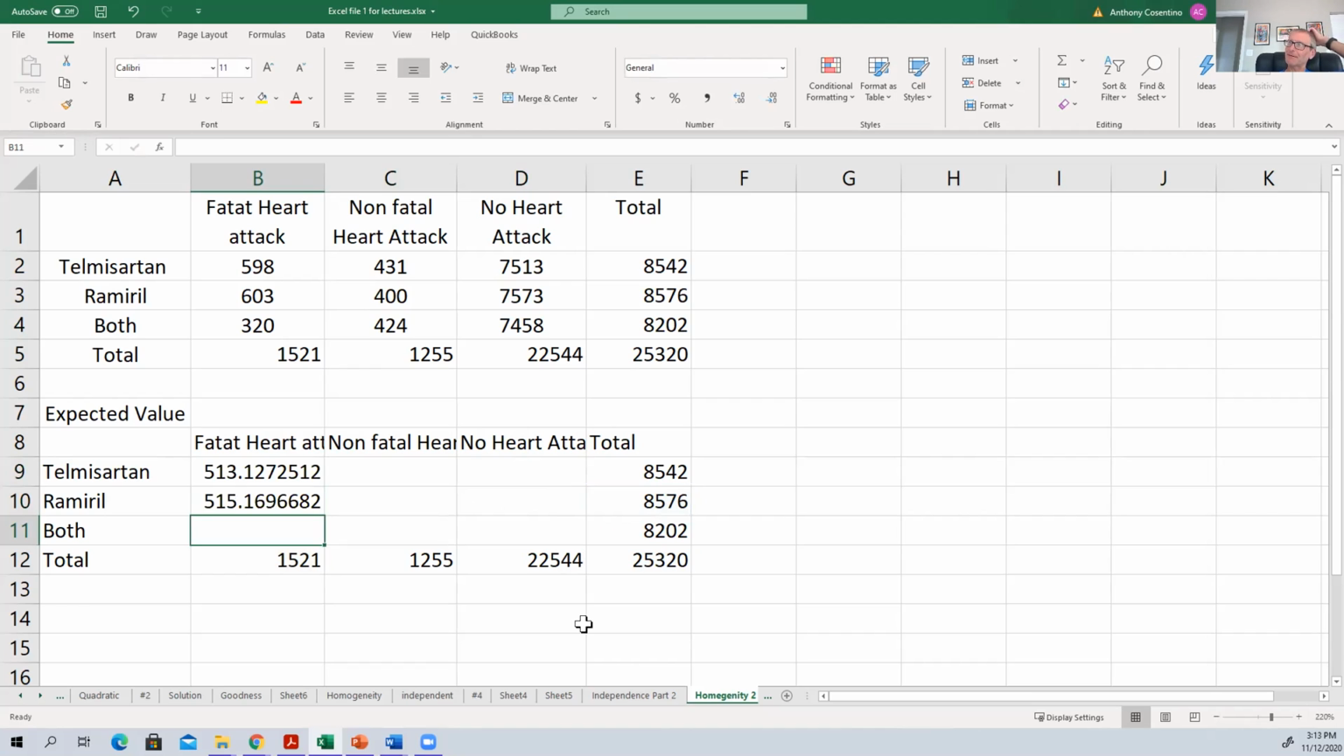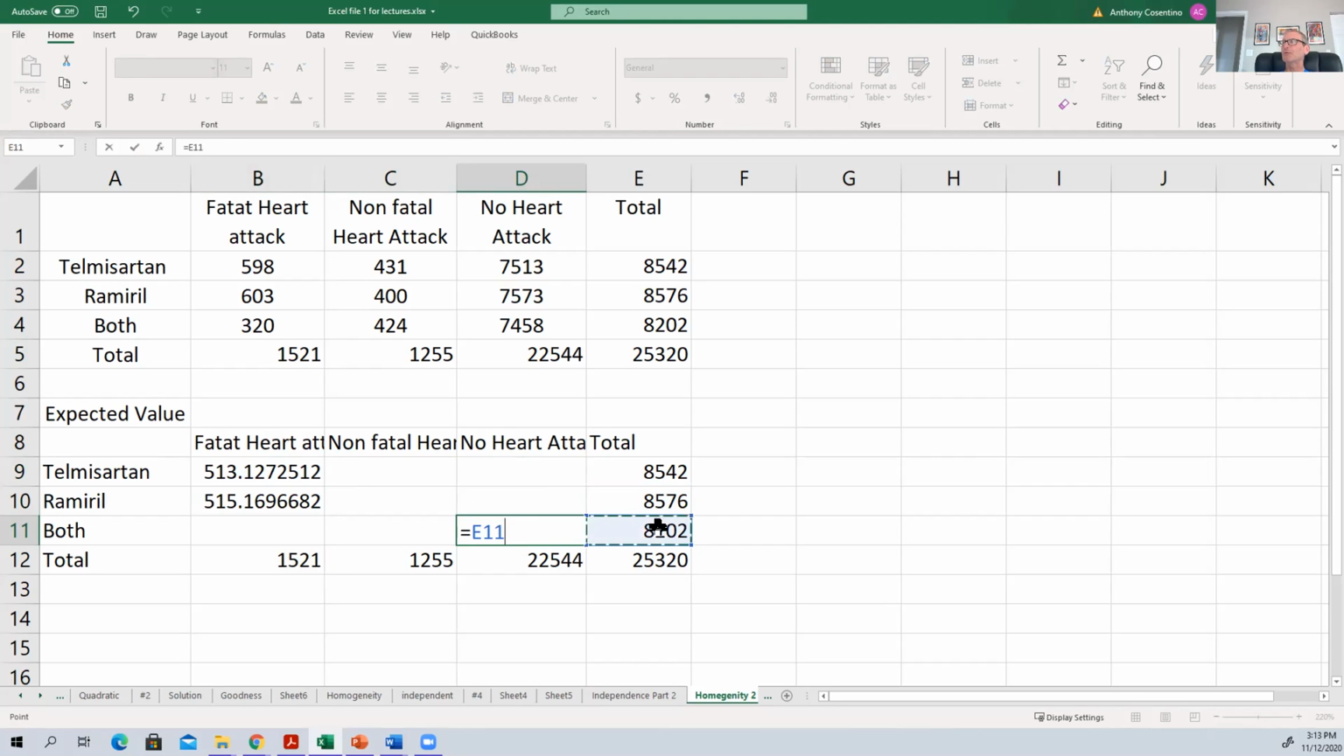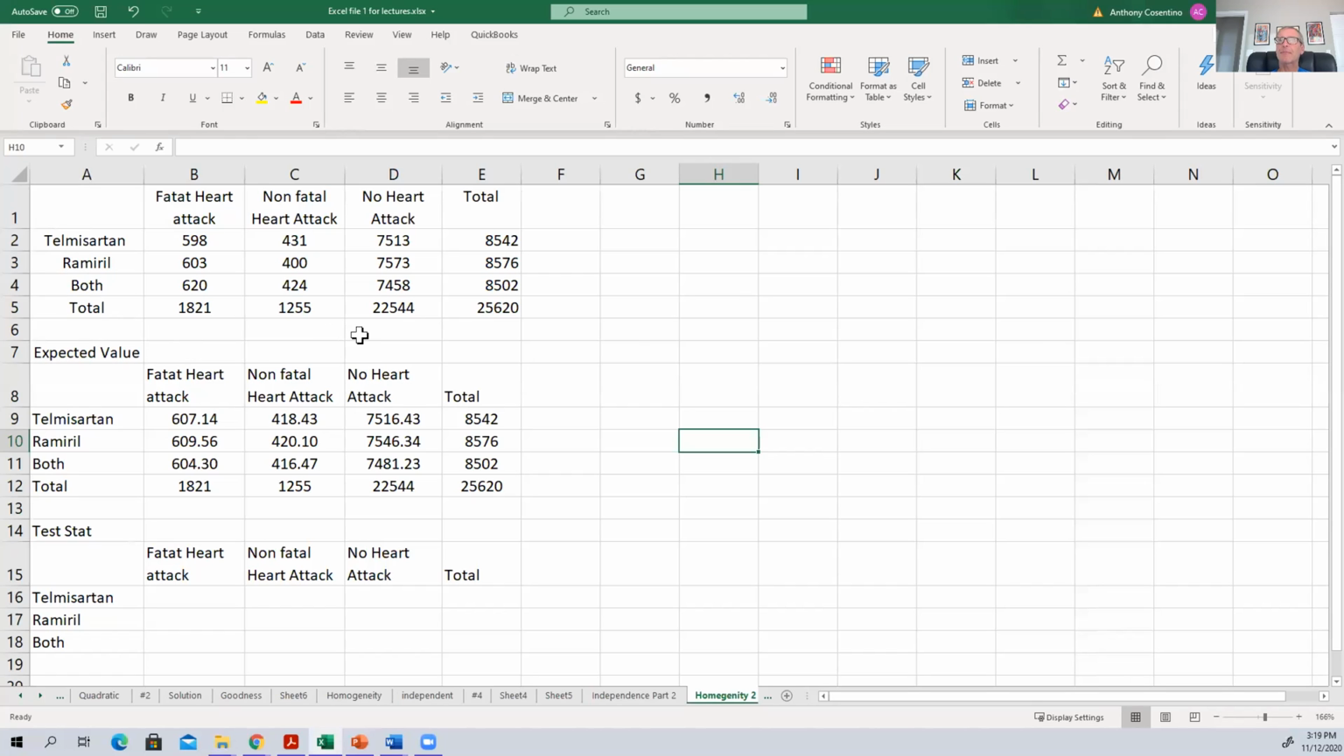So you see, I have way too many decimals. I need to fix the rounding a little bit. So let me do this last one here. This last one is equals the row total times the column total divided by the total. And that should be a much bigger number than the heart attack ones, right? And so I'm going to pause the recording and finish this so you don't have to listen to all this. Okay, as you can see, I cleaned up the spreadsheet quite a bit.